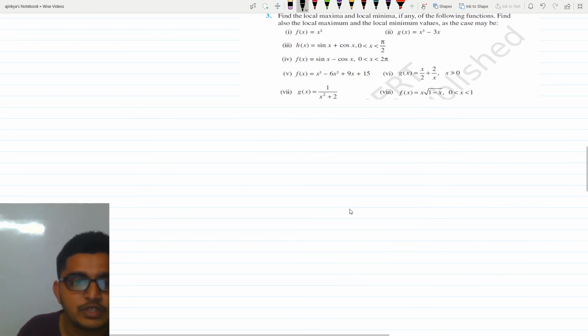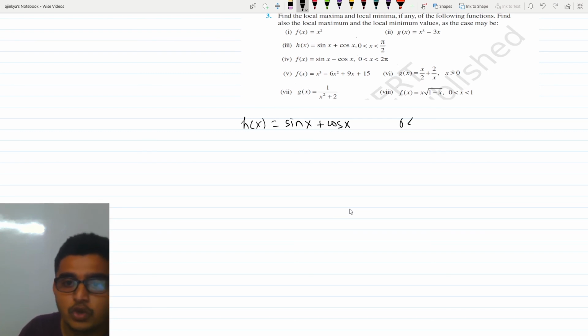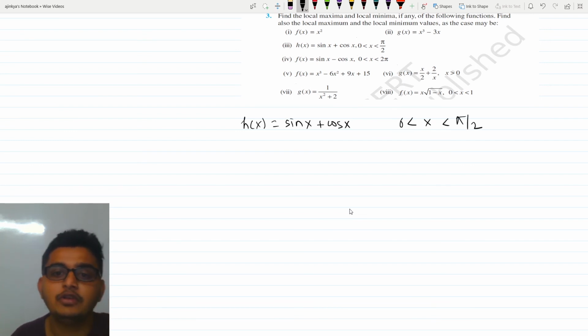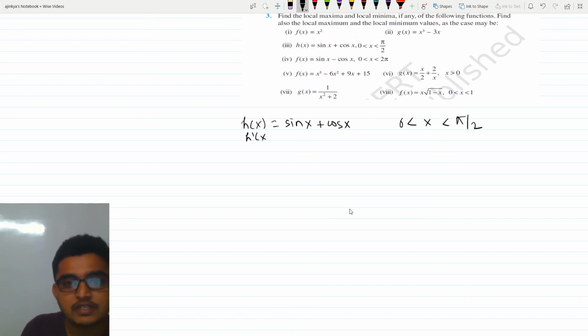So the third question: h of x equals sine of x plus cos of x, where x only belongs to greater than 0 and less than pi by 2, and you need to be very careful with this particular function. Okay, so can we say h dash of x equals cos of x minus sine of x, isn't it? If we equate it to 0, we have sine of x equals cos of x, and if we divide the whole term by cos of x, you get tan of x equals 1. So you have x equals pi by 4.